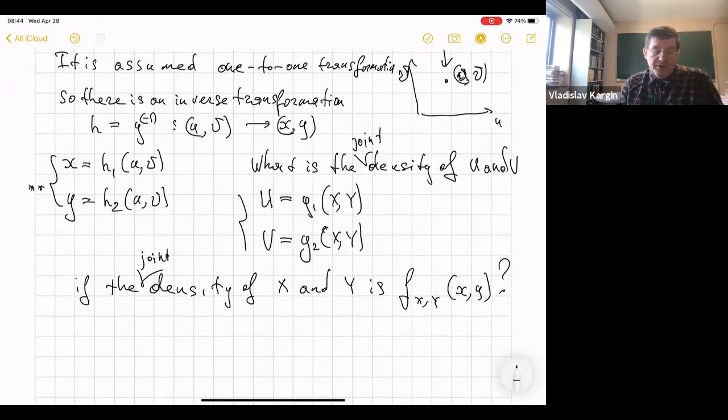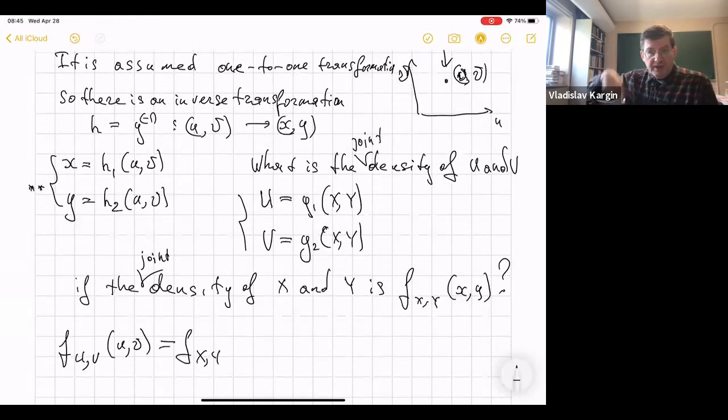So this is our equation, and here's the answer to this question, which we will not prove. In the previous case, I proved that with the formula. Here I just do it by analogy. So I'm writing that the joint density of u and v at u and v should be equal to f of x, y at the point which corresponds to u and v.